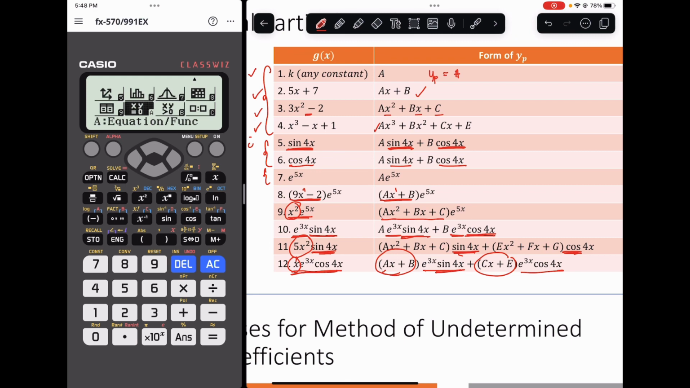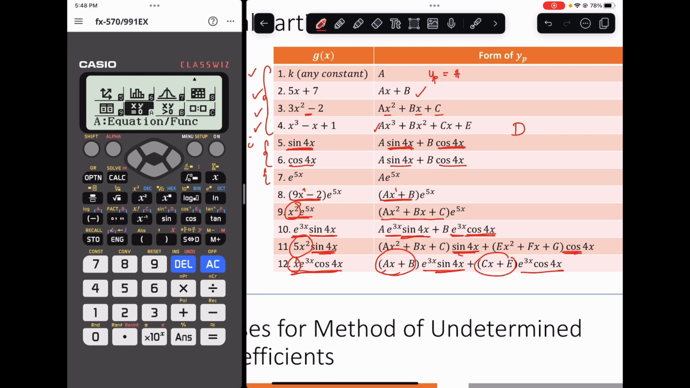So that is how we use this table. It just depends on what the g of x is. Take note, if you have noticed here, we're not using the letter D here, because some books use this D as a notation for derivative.